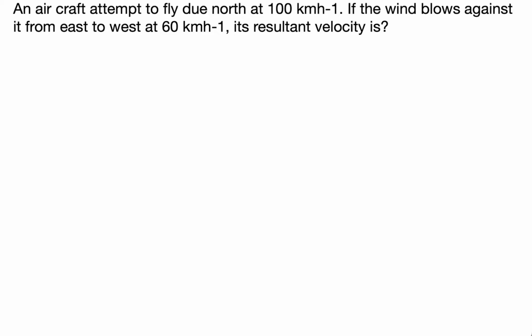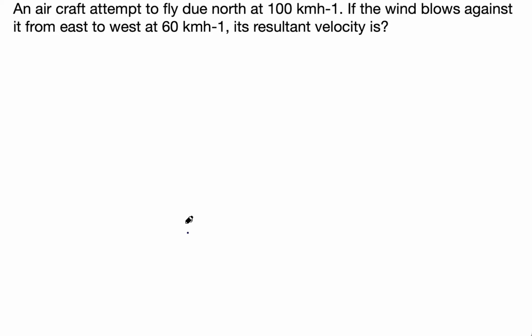A UTME physics problem, and it tells us that an aircraft attempts to fly due north at 100 kilometers an hour. If the wind blows against it from east to west at 60 kilometers per hour, what will be its resultant velocity? So the first thing we need to do is draw the intended direction of the aircraft.